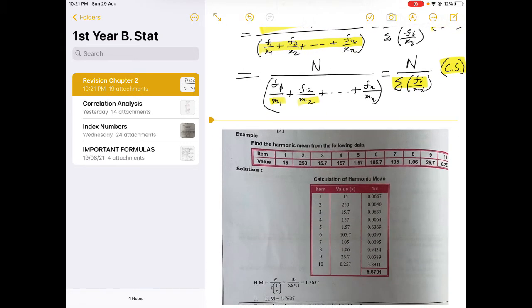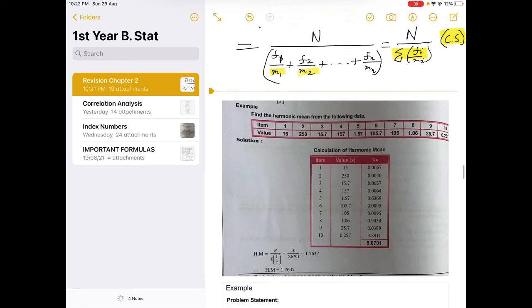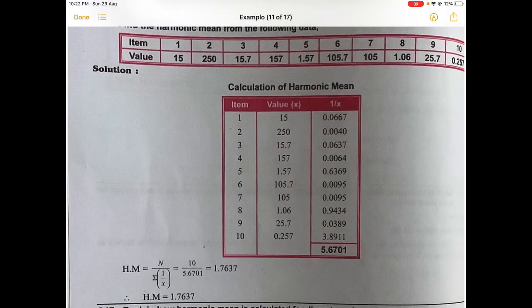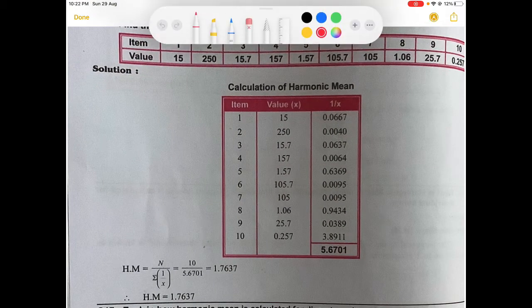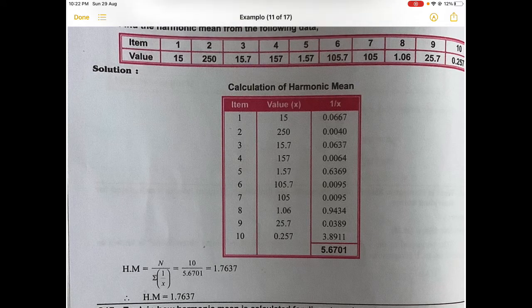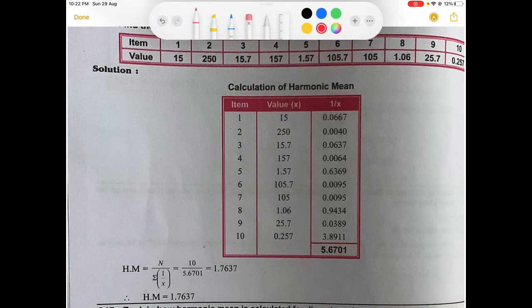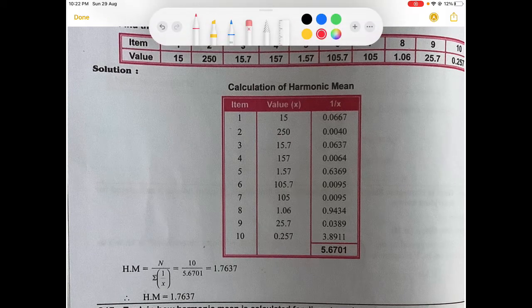Now let's take a look at an example of calculating harmonic mean for the data when we have individual series, where we are given values of x's. So here in the table we can see we have different values given to us: 15, 250, 15.71, 57, so on. You can see there is large difference between them because they are different rates. So now when we are asked to calculate average for this, we'll use the harmonic mean.